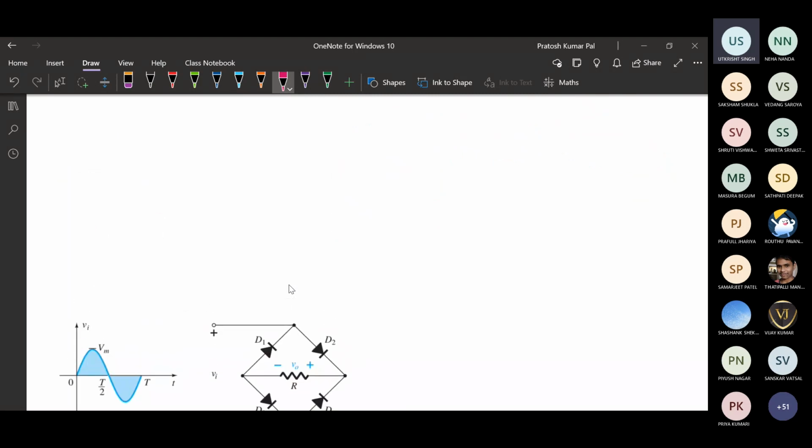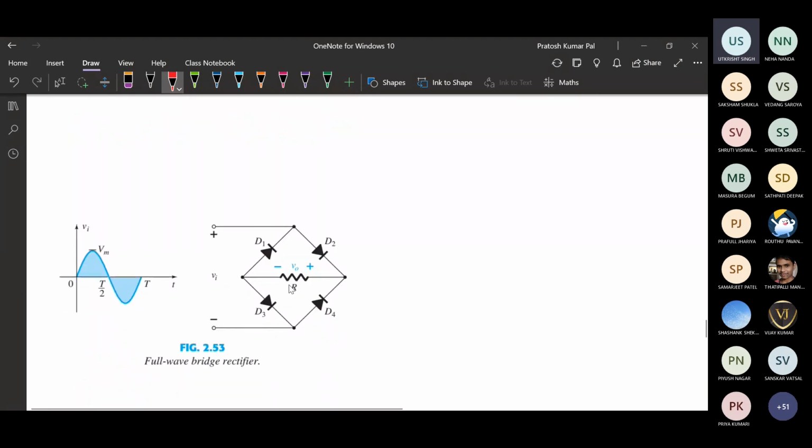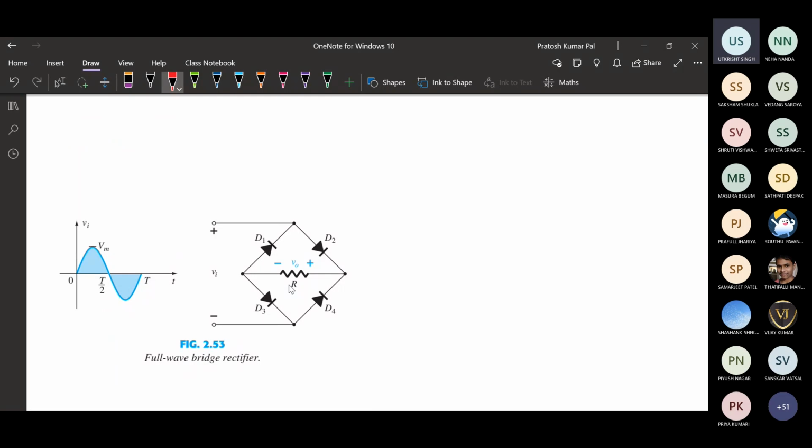The next, the third case, is the bridge wave rectifier. Here the diodes are connected in bridge type. Basically, we are going to connect the diodes in this way. This is the secondary output of the coil, and this Vi is the AC input that we are applying to the diodes.